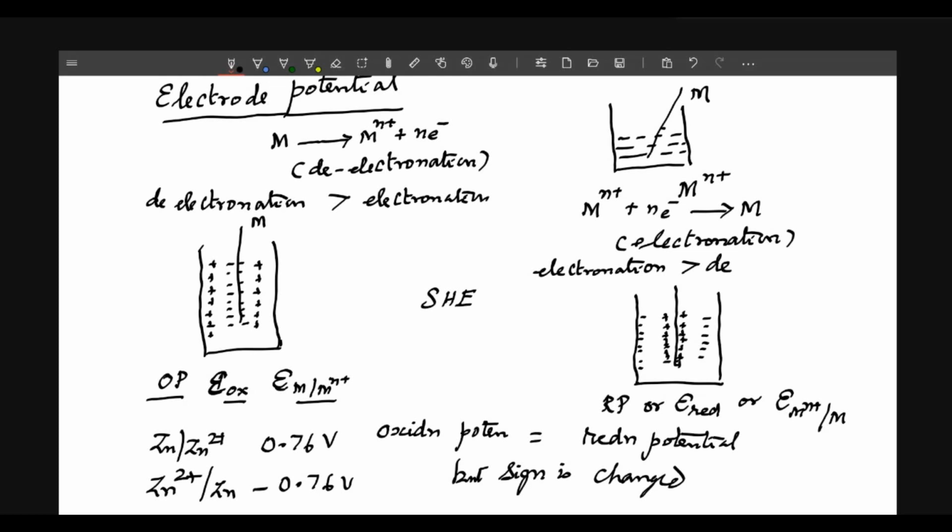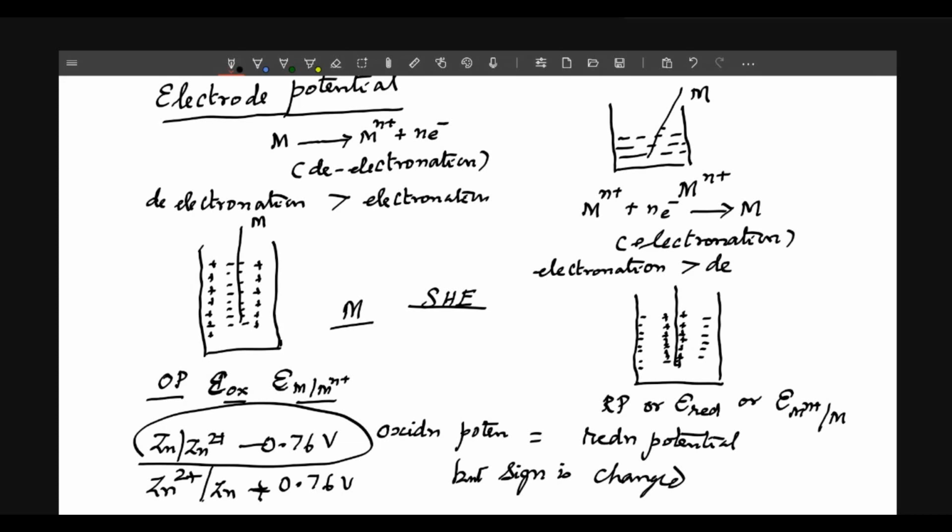With respect to the standard hydrogen electrode, I will explain what it is later. And a negative potential is given for those species undergoing oxidation. With respect to these, the metals are undergoing oxidation. It should be given a negative value, and the reduction is given a positive value. That is the IUPAC recommendation.